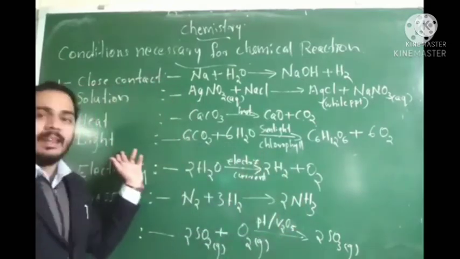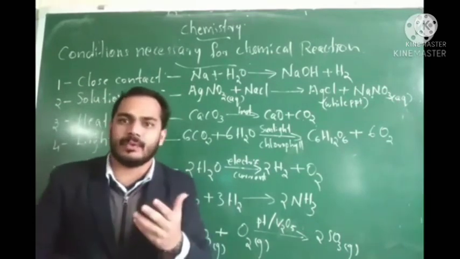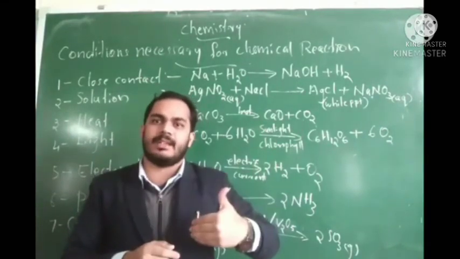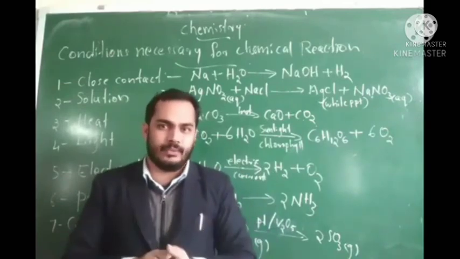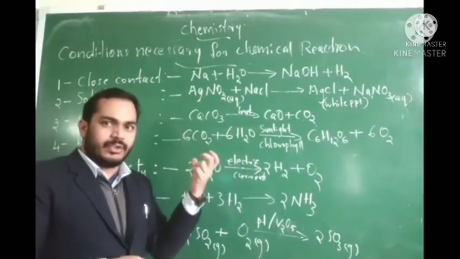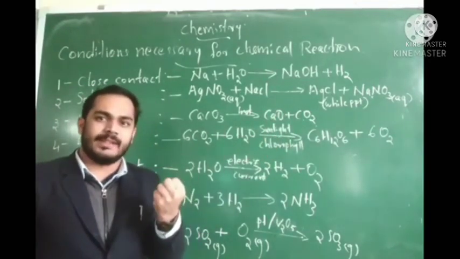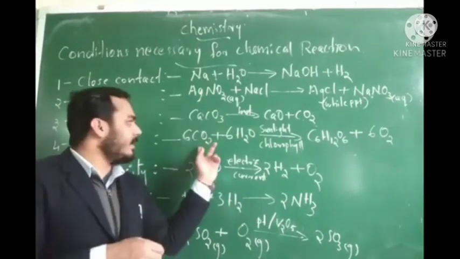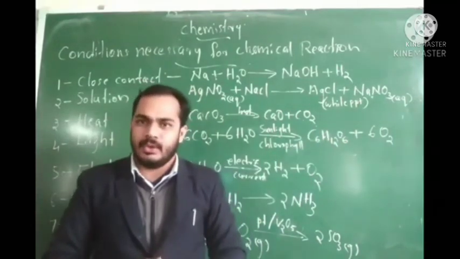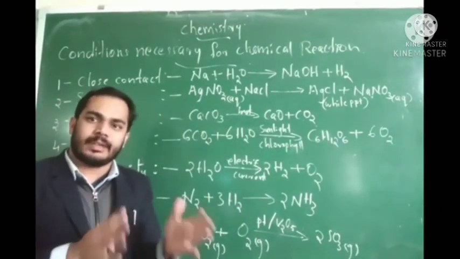And the fourth one, light energy. This one is a very familiar reaction. It is the photosynthetic reaction. I hope all of you know what photosynthesis is. With the help of light energy, plants synthesize their own food. Here carbon dioxide and water react together with the help of sunlight only. With the help of this sunlight, carbon dioxide and water combine together to form glucose and oxygen. So the fourth condition, light, is a very necessary condition for the chemical reaction.